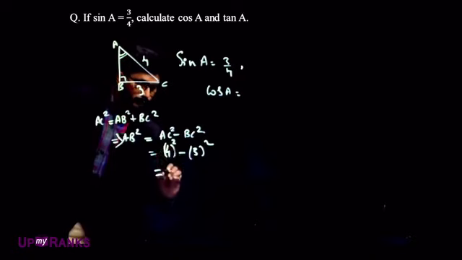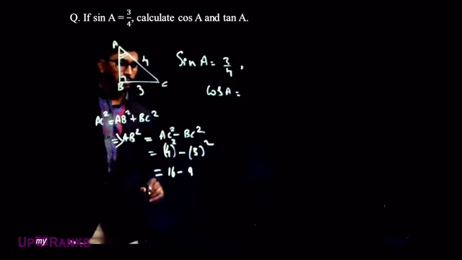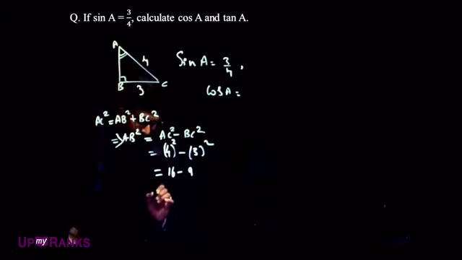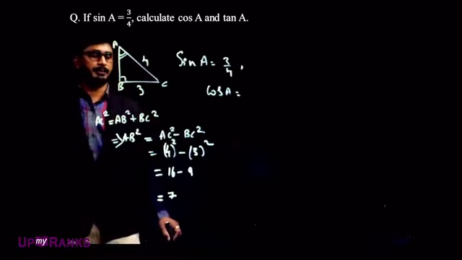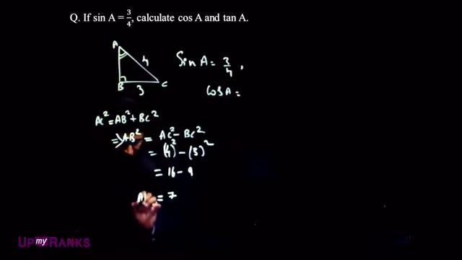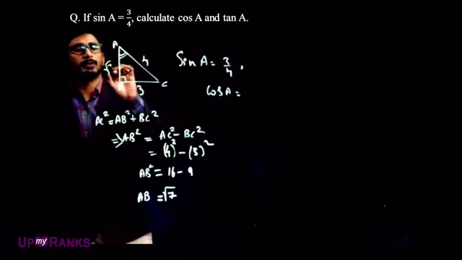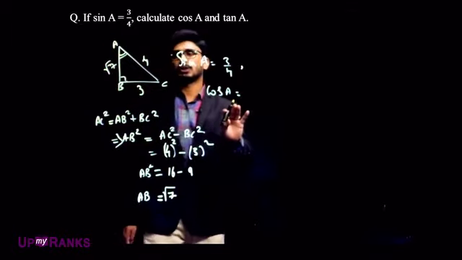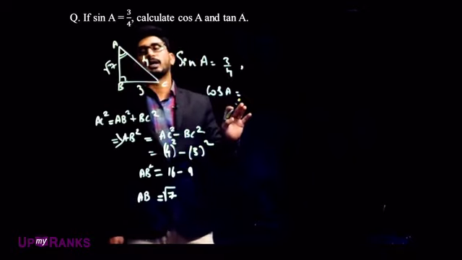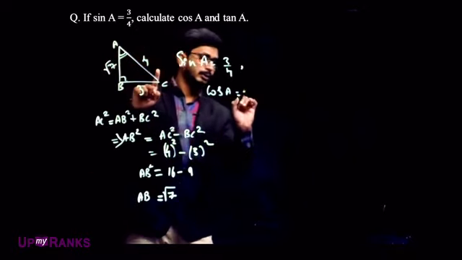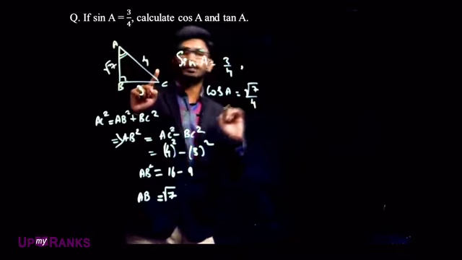So 4 square is 16 minus 3 square, which is 9. 16 minus 9 is 7. So AB will be the square root of 7. They have asked what cos A is. Cos A is adjacent by hypotenuse, which is root 7 by root 4.